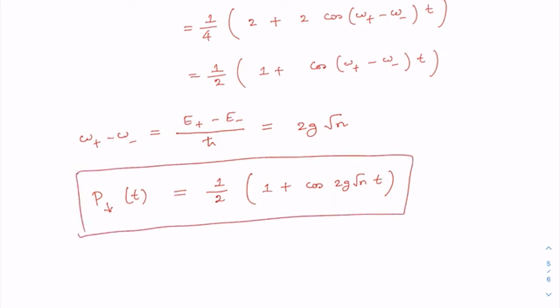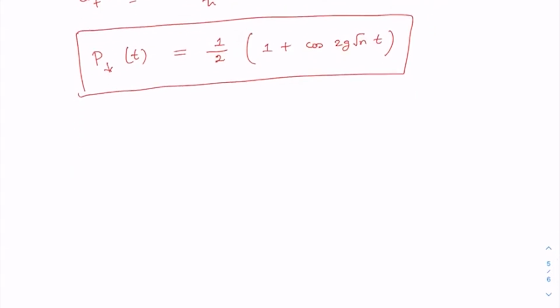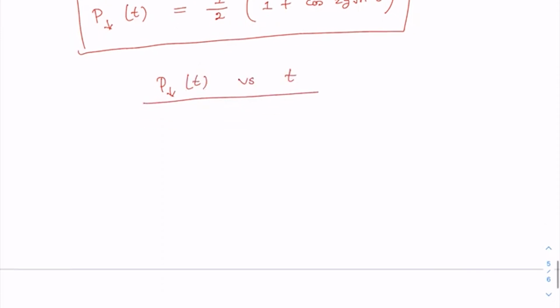Okay, now let me plot this probability versus time. Okay, let us plot it. So probability we are going to plot in the y-axis here, because it is probability, minimum value should be 0 and the maximum it can attain is 1, and in the x-axis let us put time. So this is going to give a clear understanding of what's going on.